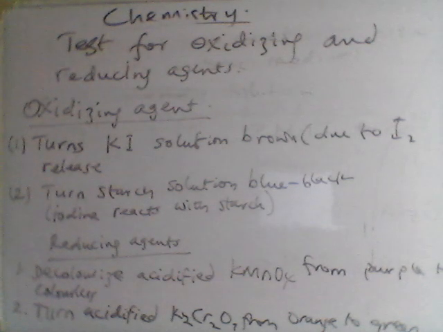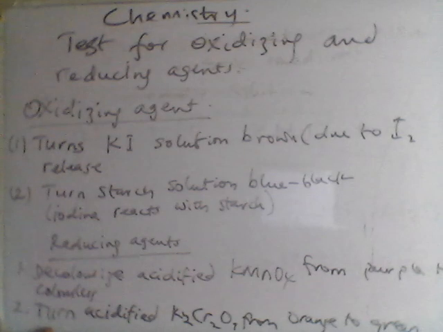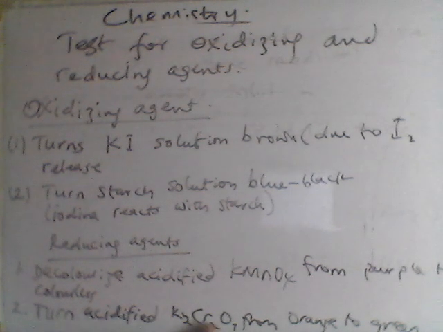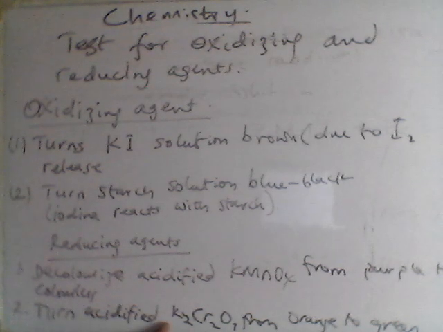Then the final one here says it turns acidified potassium dichromate 6 from orange to green. Potassium dichromate, not 4, 6. Potassium dichromate 6. This is chromium, this is potassium. Potassium dichromate 6 from orange to green. All right.